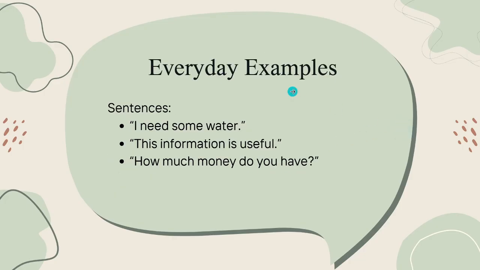So, we have some everyday examples. I need some water. This information is useful. How much money do you have? So in this case, with uncountable nouns, we often use much, a little, or some. We can check it in our sentences: some, much.